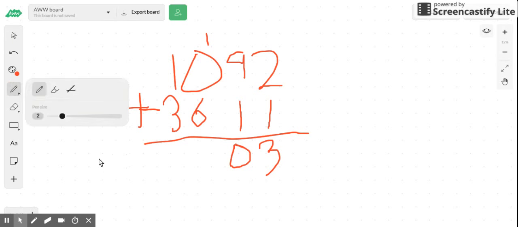And 1 plus 6 is 7. So we add our 7 here. And now we're done with the hundreds column. Now we move on to the next column, the thousands column. Okay, that's what makes it 4-digit. So in the thousands column, it's pretty simple.